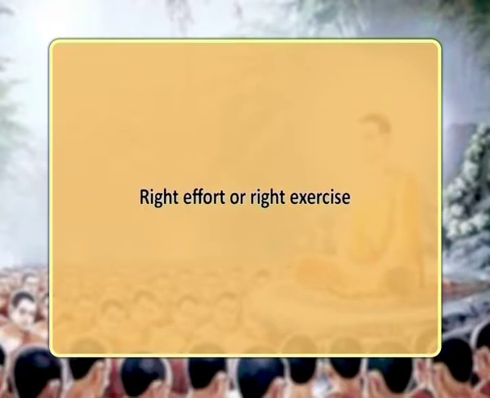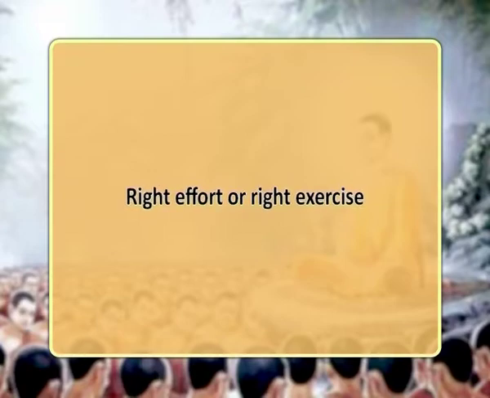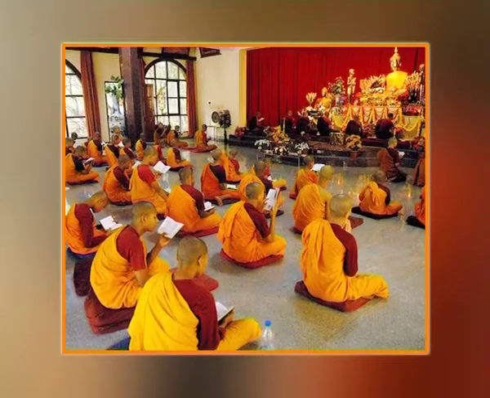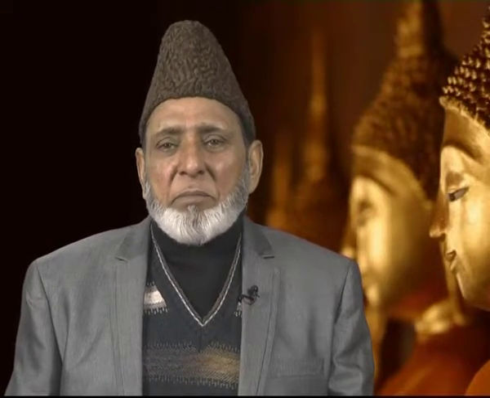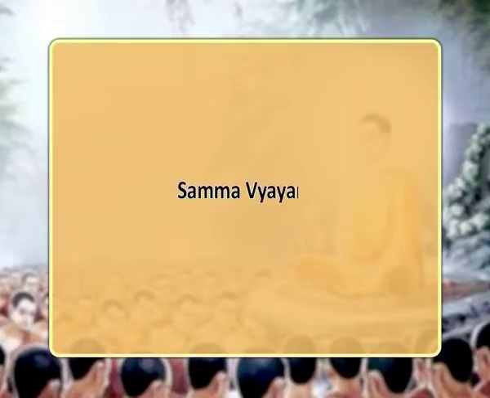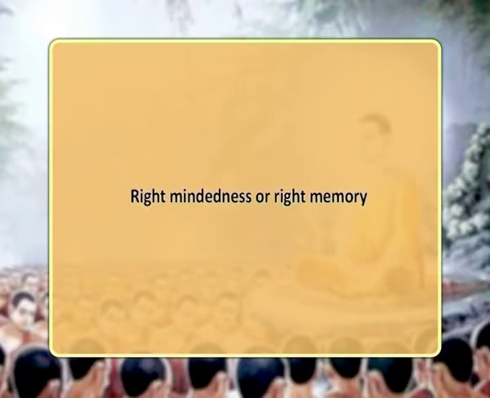Sixth path is right effort or right exercise. In spite of having attained right knowledge, we are still liable to deviate from our right path of life because of old traditions called sanskars. These sanskars are liable to cause bad thoughts and dispositions. It is therefore expected of a person that he preaches right knowledge and right will. This is called samavayam. Seventh path is right mindedness or right memory.